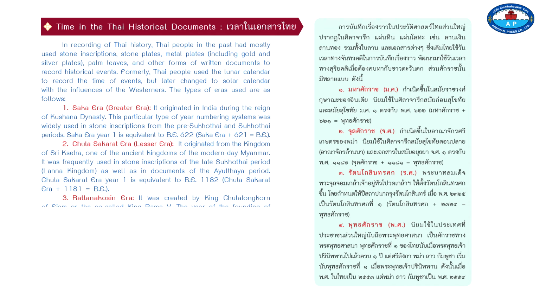3. Ratanakosin era. It was created by King Chulalongkorn of Siam, or the so-called King Rama V. The year of the founding of the Ratanakosin kingdom, BE 2325, was designated as year 1 of the Ratanakosin era. Ratanakosin era plus 2324 equals BE.